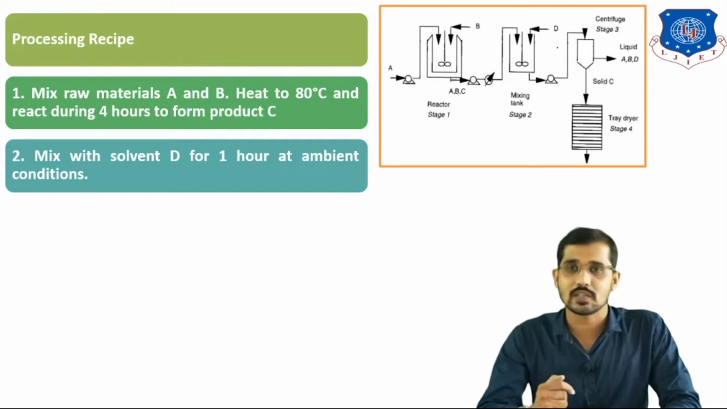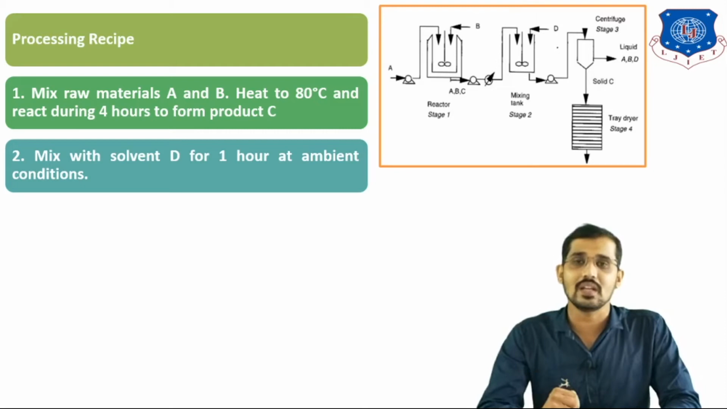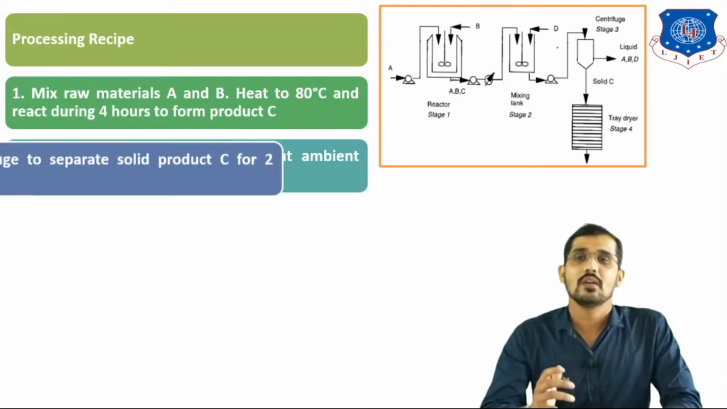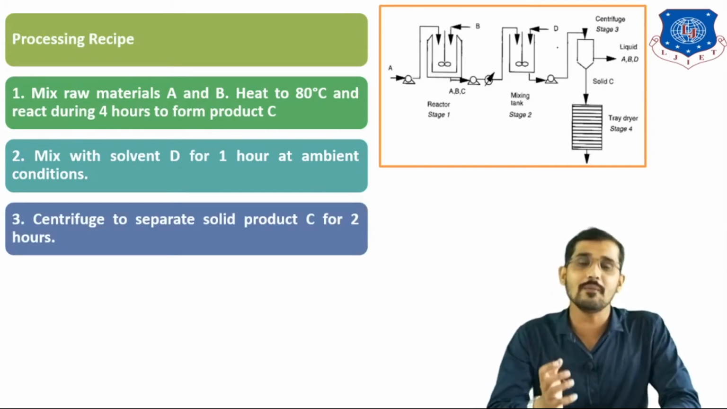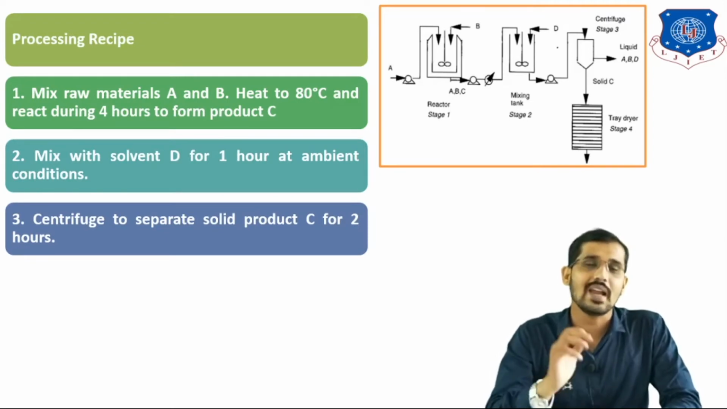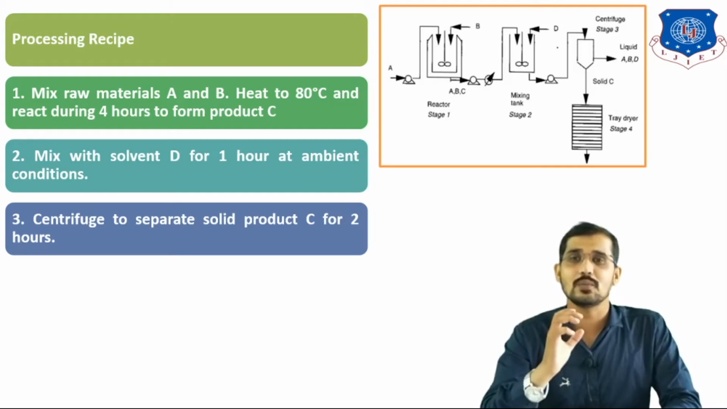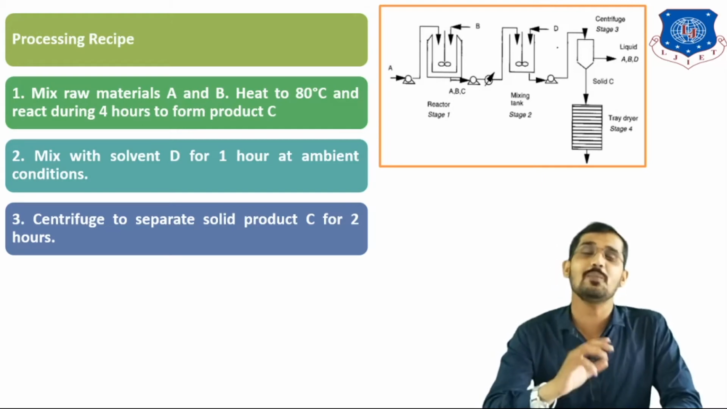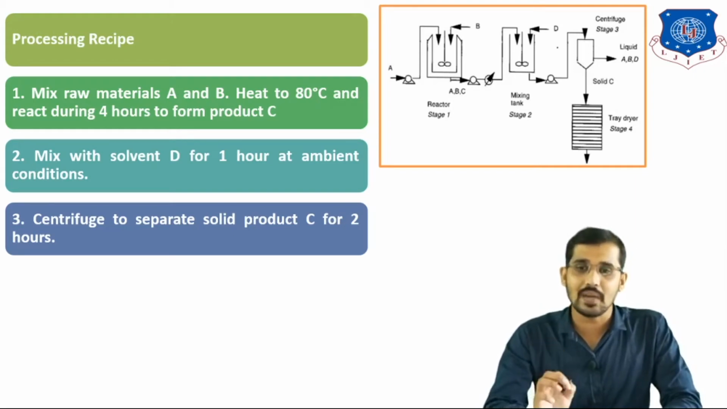According to the second point, we mix that product C with solvent D for 1 hour at ambient temperature. After that, whatever product comes from the mixing tank, we transfer to the centrifuge. I told you why we are using the centrifuge: it is used for separation of solid from the liquid. So according to the third point, centrifuge to separate solid product C for 2 hours.